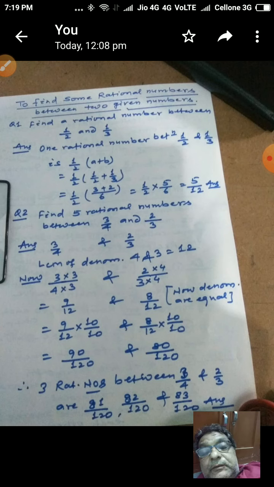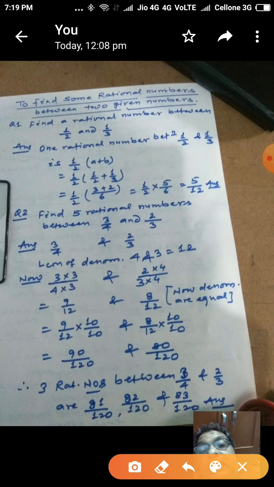Among the various methods, especially when we need only one or two numbers, we should use this formula: the rational number between two given numbers is equal to half into a plus b. This is called the average method. That is, a and b are the two given numbers, and multiplying their sum by half gives the average. Say we have to find one number between 1 by 2 and 1 by 3, then the number is equal to half bracket 1 by 2 plus 1 by 3, and on simplifying we get 5 by 12. In this way we can find one number between two given numbers very easily.